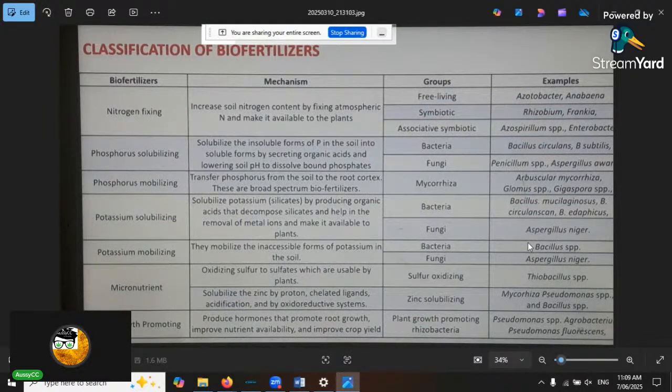This is a good chart. It's a classification of biofertilizers, but it shows you different examples of some species and genus. So that's the species and the genus.